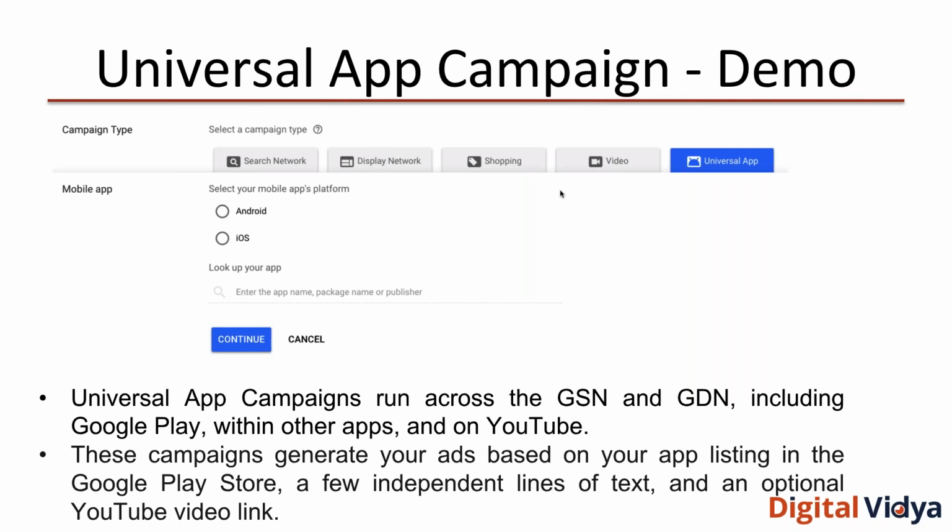So let us look at creating a universal app campaign. Universal app campaign is the other type of campaign that you can create. This is specifically a campaign type dedicated for mobile app promotion.